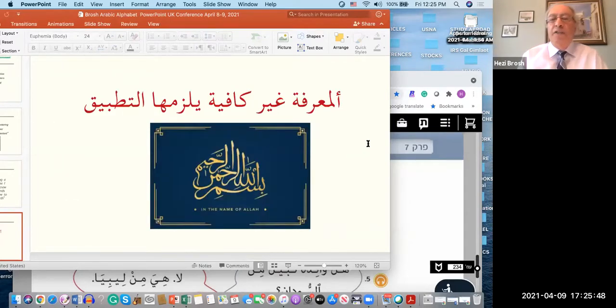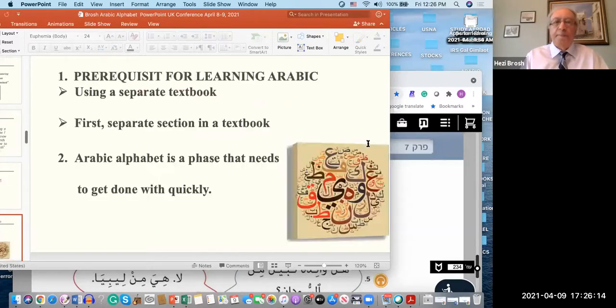So I think that this saying in Arabic is really to the point. Al-ma'rifa ghayr kafiya yulzimuha tatbiq. So it's not enough for a student to understand the grammatical rule or to say, I know it, but they need also to apply it and a lot of practice.